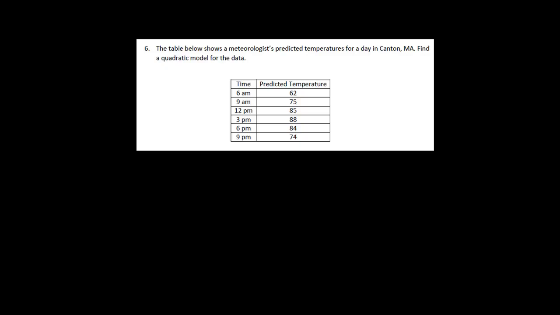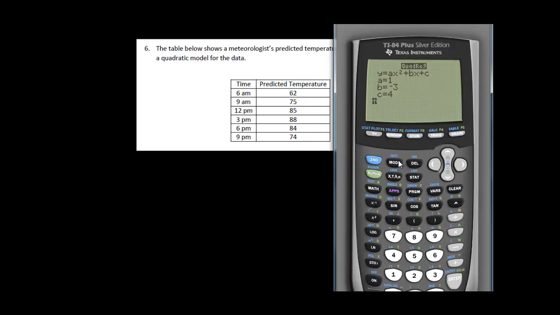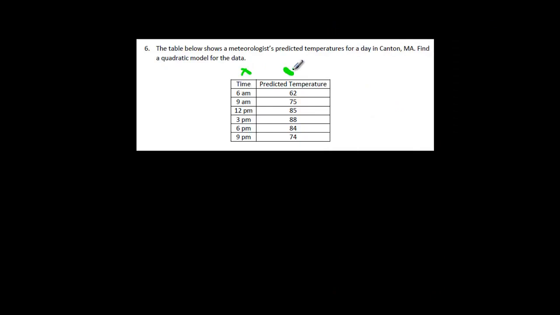Number 6. This is a great problem where you can use your calculator. We have the time and temperature. So we're going to enter those in and get a quadratic. So let's clear this stuff out and enter x and y values. Now this is my x value. These are my y values. X and y.